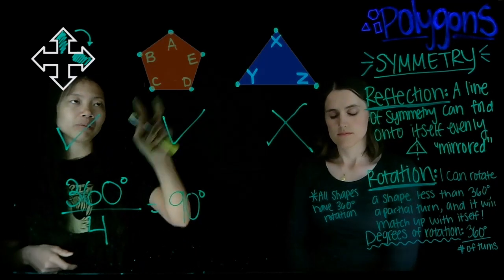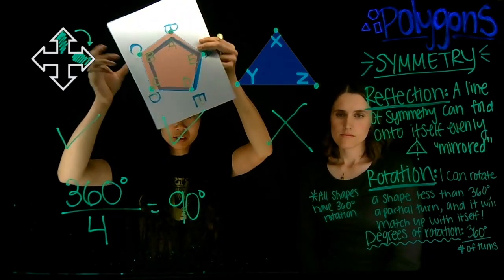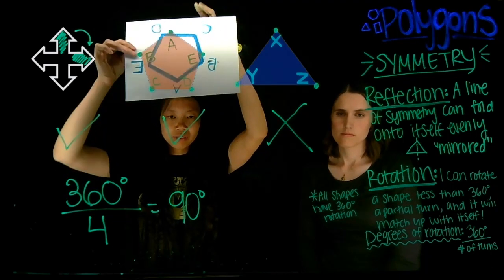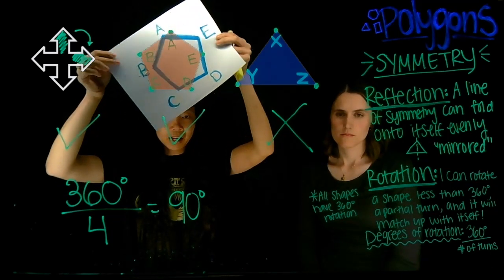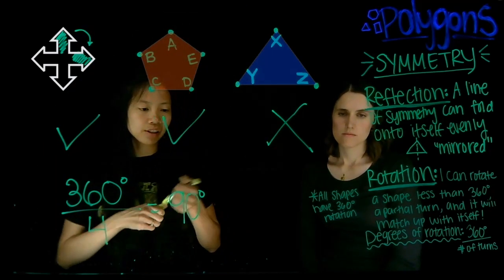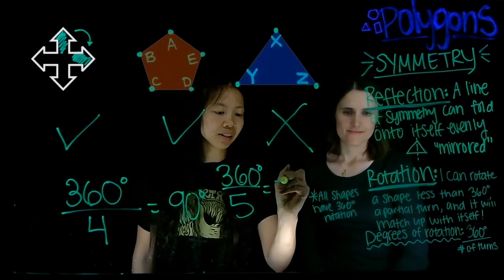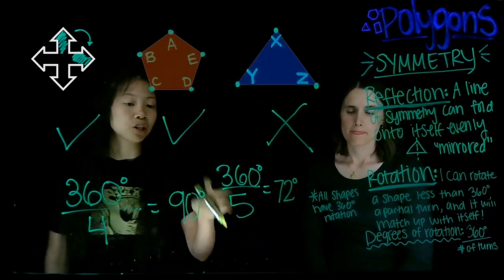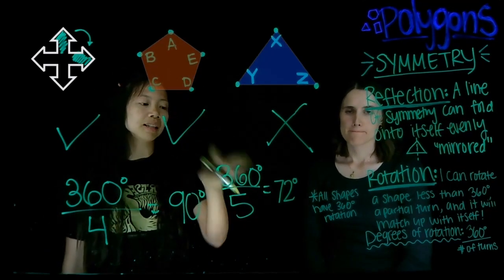All right, let's try it again with the pentagon. I can rotate it once, twice, it lands back on itself, 3, 4, and 5, until it lands right, A is matched up with A again. So I can take 360 degrees and divide it by 5, which gives us 72 degrees. So that tells me my degree of rotation for this pentagon is 72 degrees.